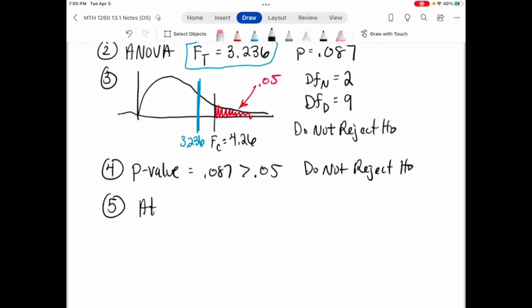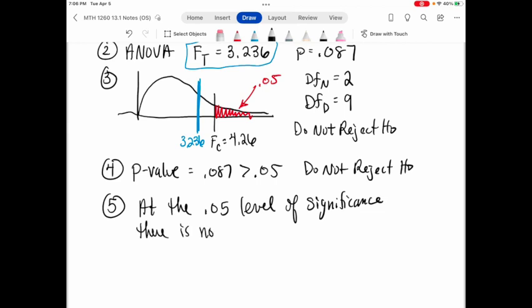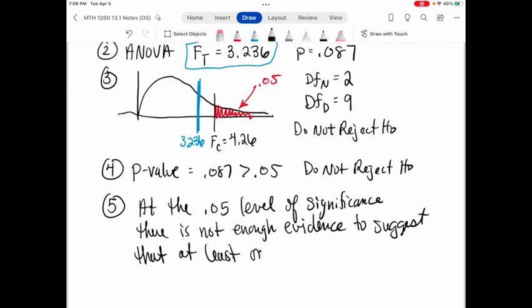So for our conclusion, we're going to write at the 0.05 level of significance, there is not enough evidence to suggest that at least one mean is different.